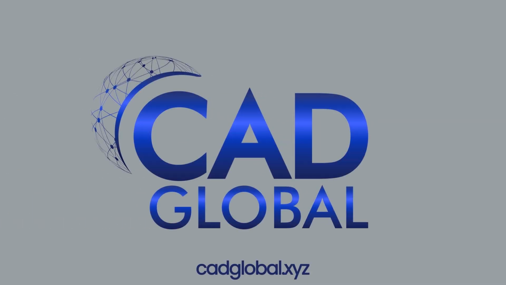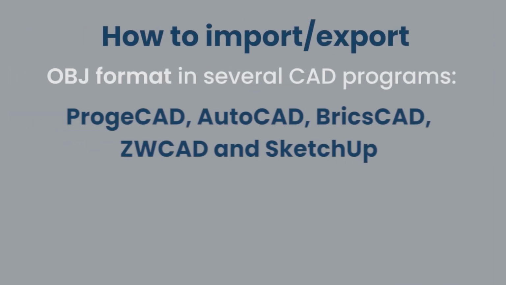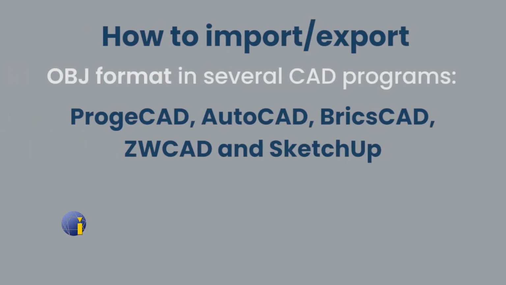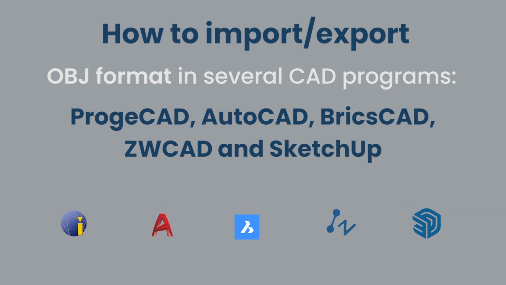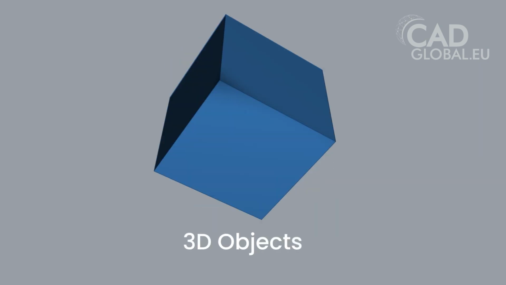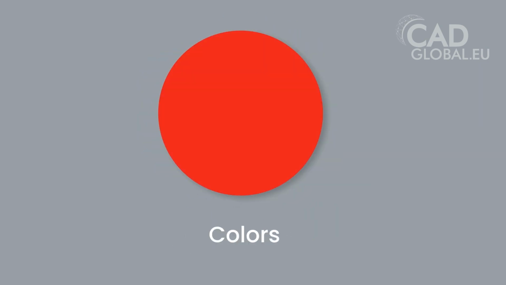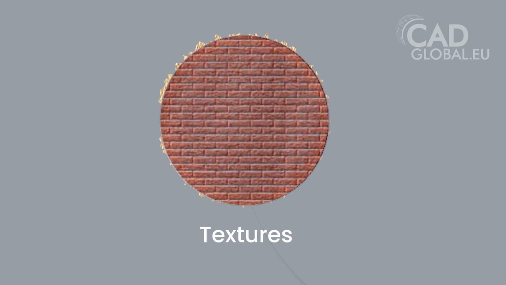Today we'll try importing and exporting the OBJ format in several CAD programs such as progeCAD, AutoCAD, BricsCAD, ZWCAD, and SketchUp. OBJ is a format that typically contains 3D objects, including colors and textures, saved in an OBJ file. OBJ model data is imported as mesh objects.